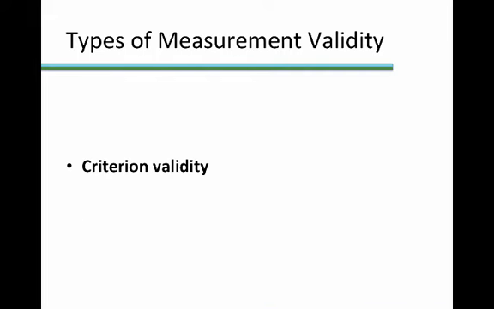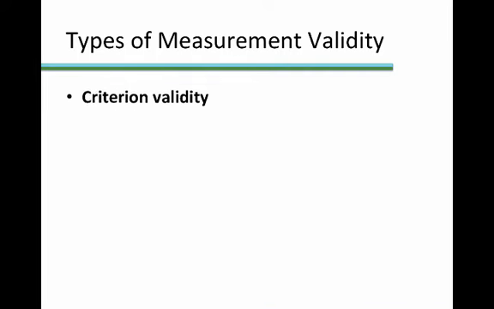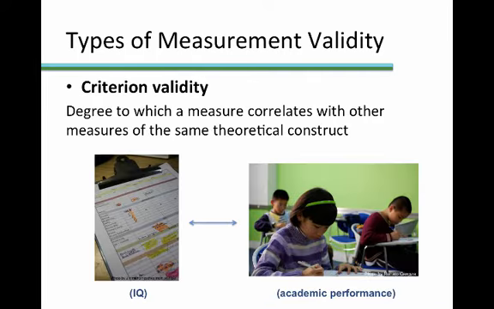Criterion validity. Criterion validity tells us how well the results of our measure correlate with those of another measure for a related construct. For example, the measure of IQ is related to how well children do at school. Therefore, IQ scores should correlate well with measures of academic performance, such as grades in school.